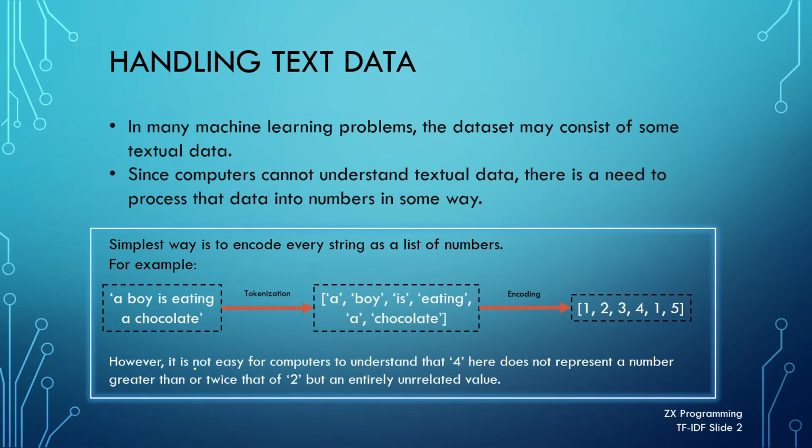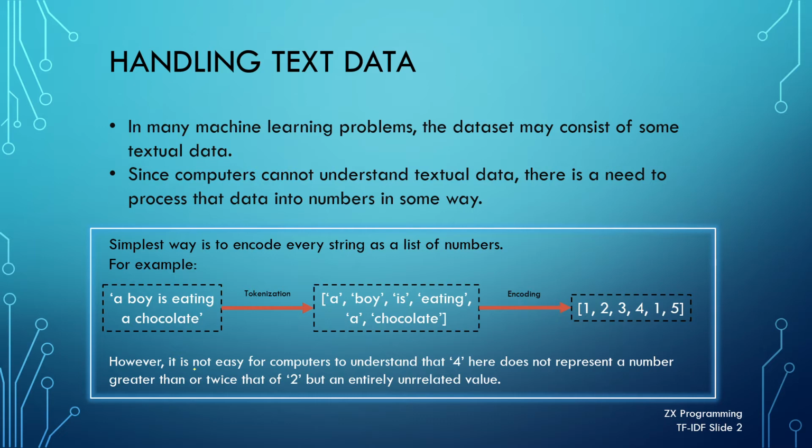So why do we even need TF-IDF? In many machine learning problems, the dataset may contain textual data. It can be anything such as summary or description of a document, a movie review, or a tweet. Since computers cannot directly comprehend text data, there is a need to encode this data into numbers. These numbers can be integers or decimals. The simplest way to encode any text is to divide it into a series of tokens. Each token can be a different character, a different word, or a different sentence.